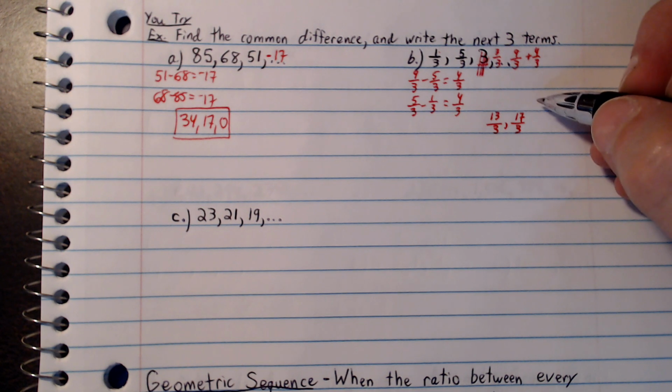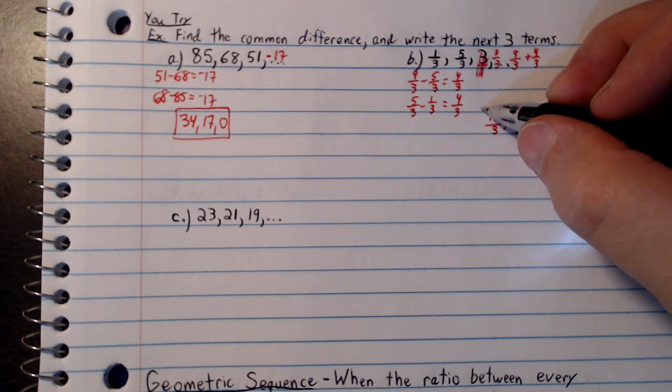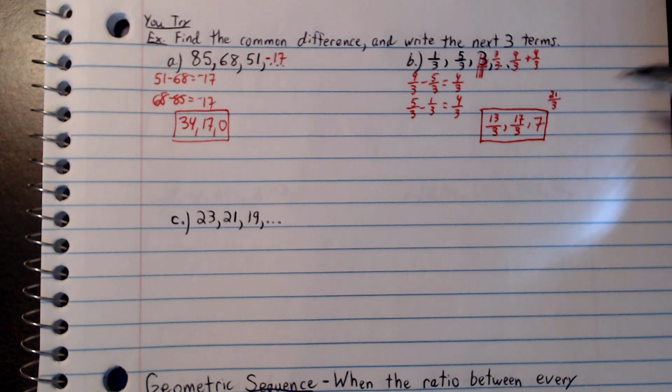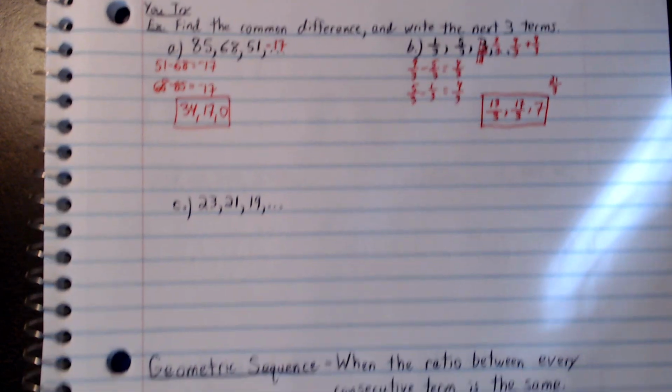4 plus 17 is 21. But 21 divided by 3 is 7. So hopefully you reduced that. I will be looking for you to reduce these if you can, which something like this you can reduce.